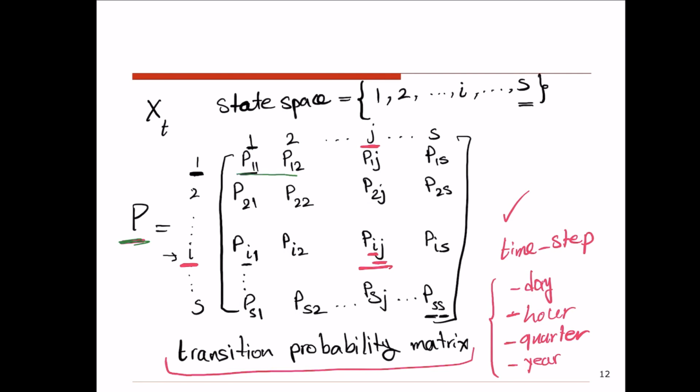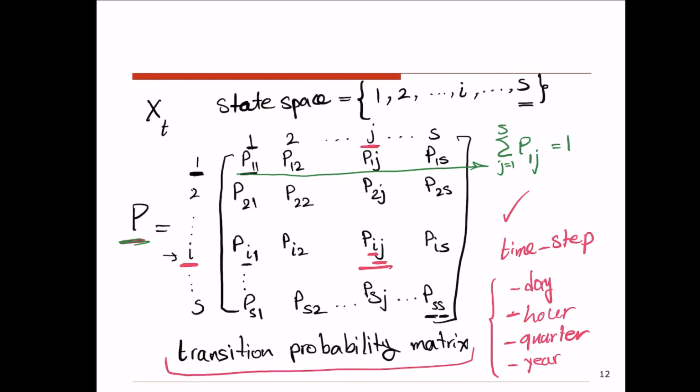One more very important characteristic that we need to know about the transition probability matrix P is that the sum of the numbers of each row always equals 1. So if I add the probabilities that go from state 1 to any state j, as j varies from 1 to S, this is going to be 1.